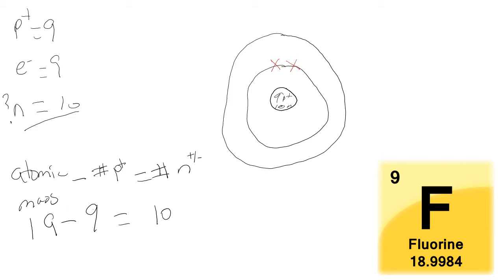Okay, so we got 1, 2, 3, 4, 5, 6, and then we've got our lone electron 7. And there's the Bohr model for fluorine.